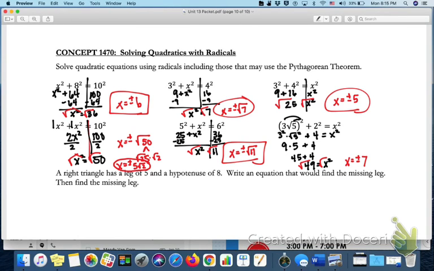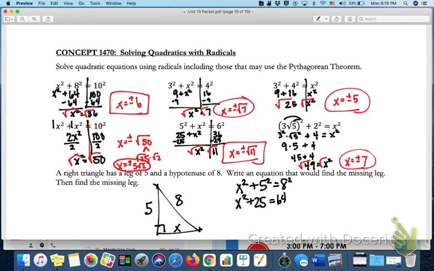In the final question, we've got a word problem. A right triangle has a leg of 5 and a hypotenuse of 8. Write an equation that would find the missing leg, then solve. So I would draw a picture and label my triangle. Remember, the hypotenuse is the side length that's across from the 90-degree angle. So when I write that in my formula, it's going to be 5 squared plus x squared equals 8 squared.